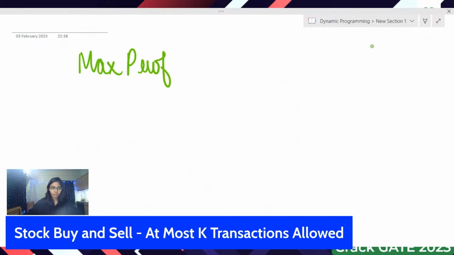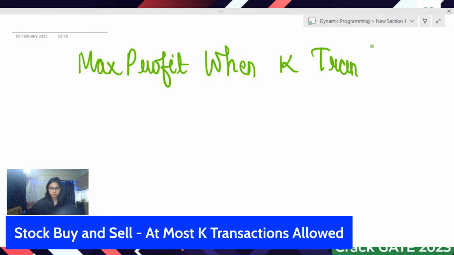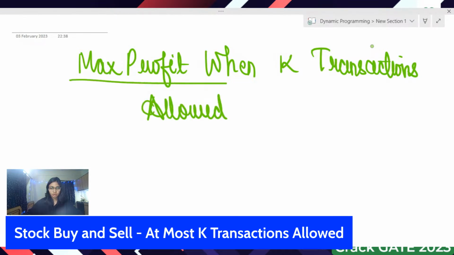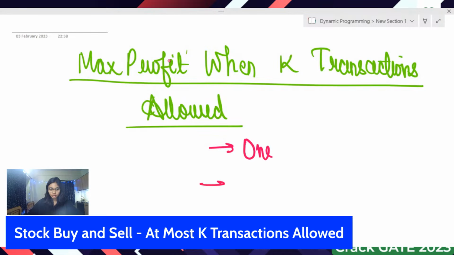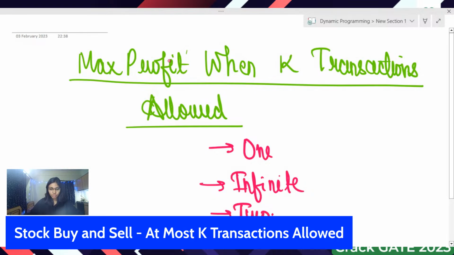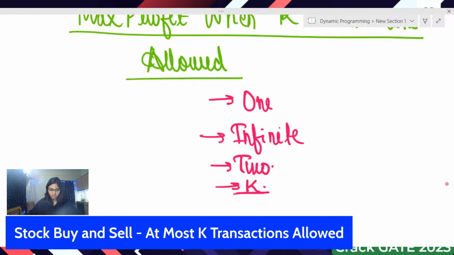Max profit when K transactions allowed. So basically till now what we have done is the first was one transaction, the second was infinite transactions, third was for 2 transactions, and now here we are generalizing it, we are doing it for K transactions, right?